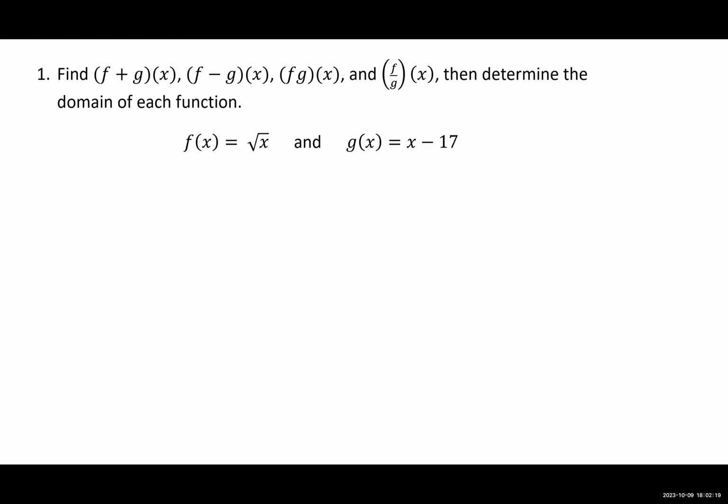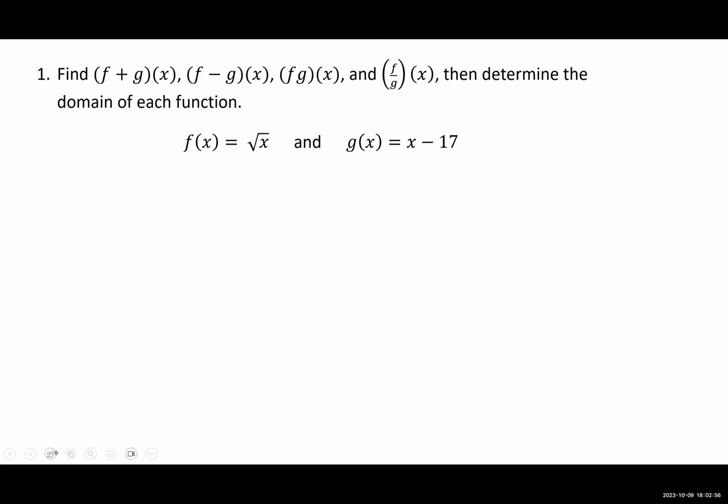Now, really, most of what we're going to be doing here is a review, with the exception of the notation. So this is slightly new notation. What you see up here, find f plus g in parentheses, and then parentheses x. Well, that's read f plus g of x, just like we say f of x. So this is f plus g of x. Let me write that right here, this first one.